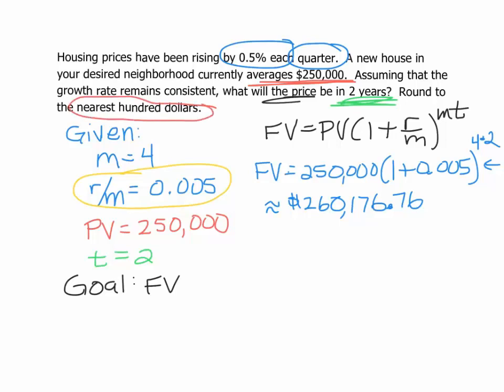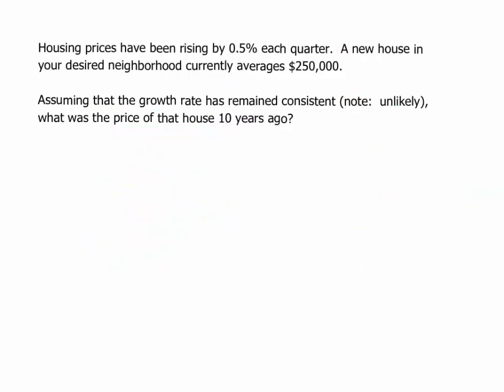Now, they did tell us to round this to the nearest $100. So I'm going to look at my value here, and I'm going to find the hundreds place. So this is the ones, this is the tens, this is the hundreds place. So this is where I want to round. Looking at the digit just to the right, that's this 7 here, that's 5 or bigger, so I know that I'm going to round up. So my answer is $260,200. So we would expect the value to be about $260,200.